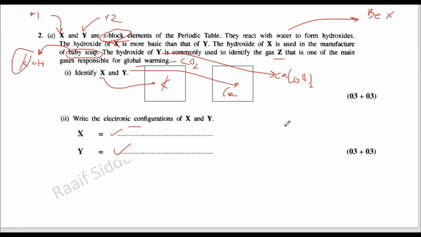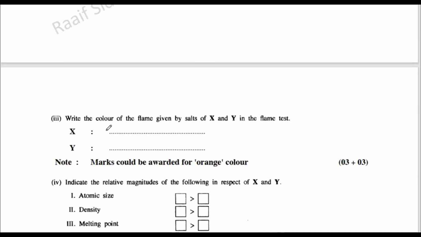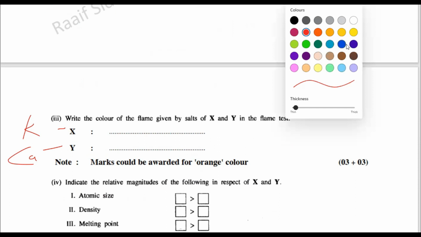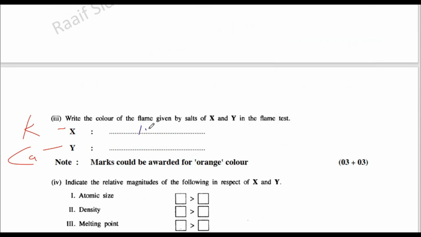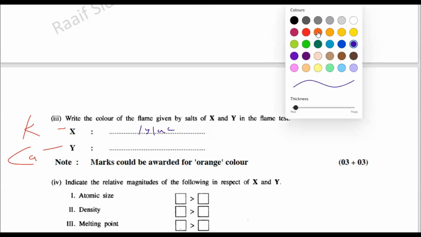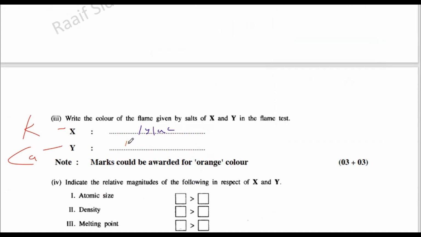And moving on, write the color of the flame given by the salts of X and Y. So we know X is potassium, Y is calcium here. So X is going to give the lilac color and Y is going to give the brick red color.